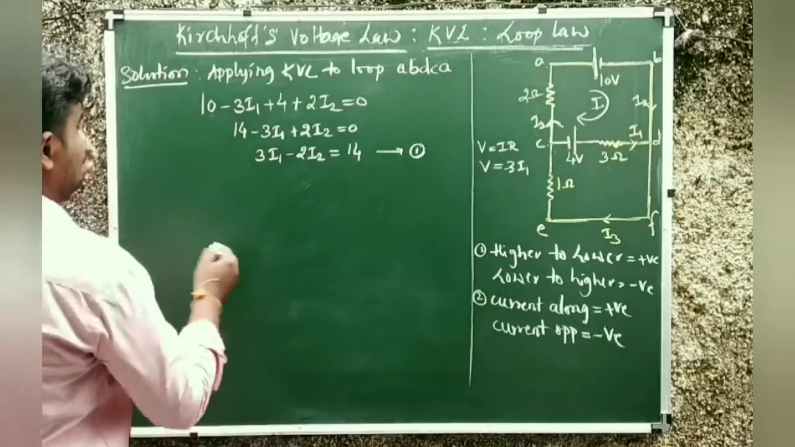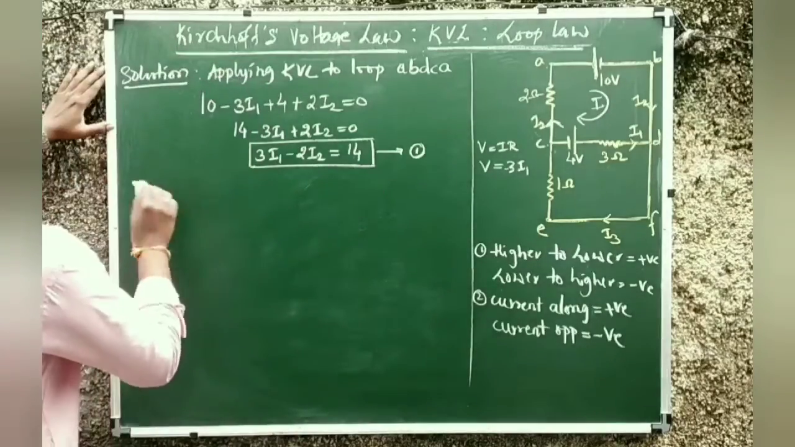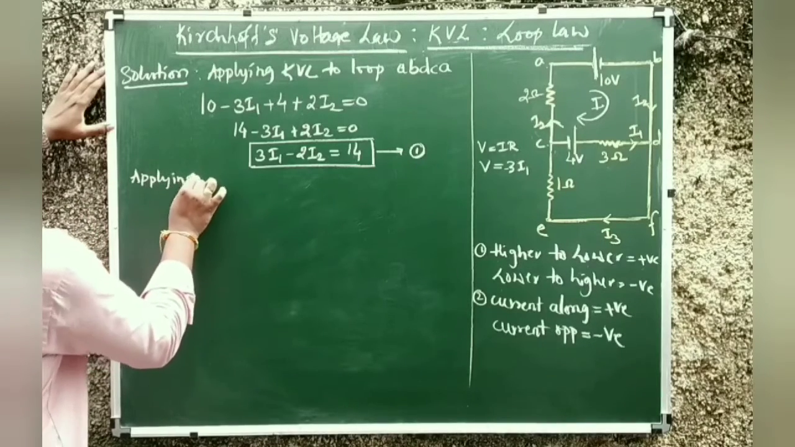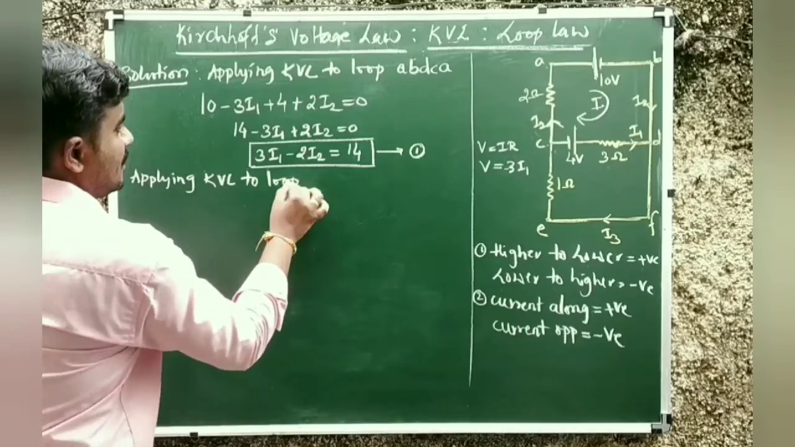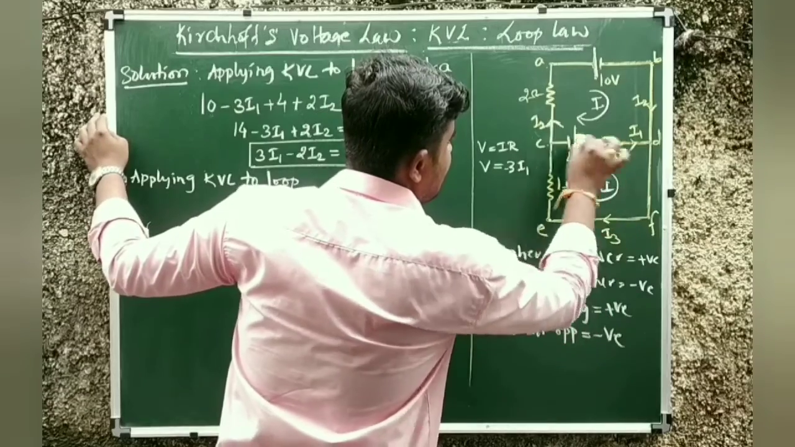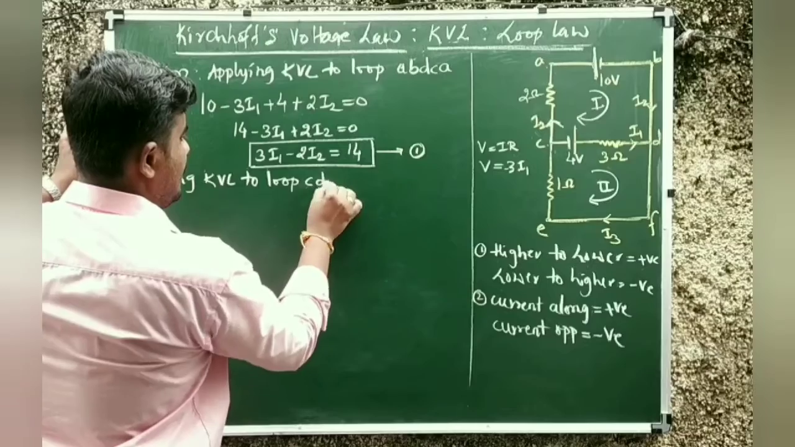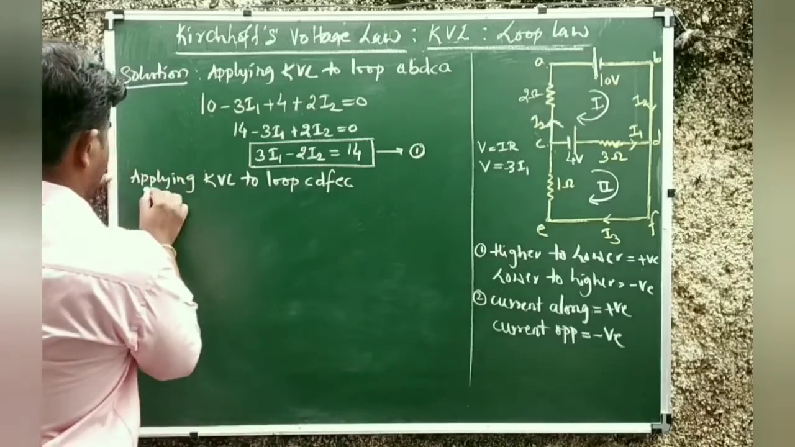This is our first equation. Okay, next, applying KVL to the second loop. This is the second loop: C, D, F, E, C.